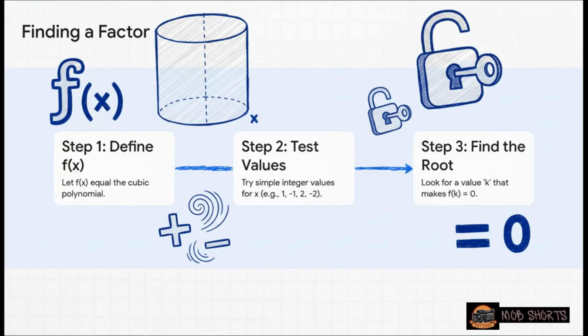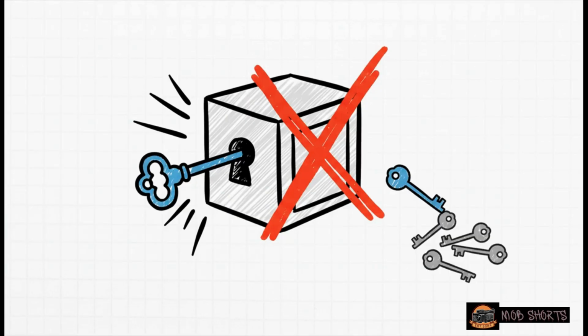So how do we actually do this? Well, first, we'll just give our equation a name, f of x. Then we start testing out simple whole numbers, like 1, -1, 2, -2. We're just trying those keys one by one, looking for the single value that makes the whole thing collapse down to 0.